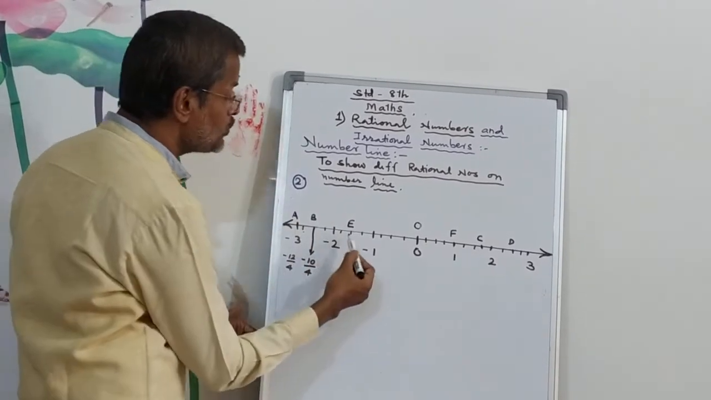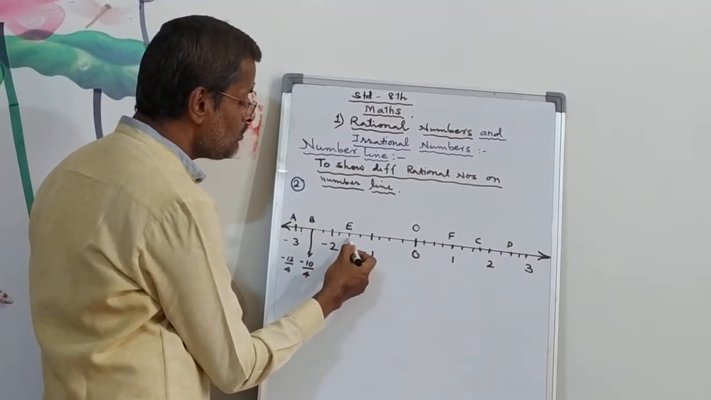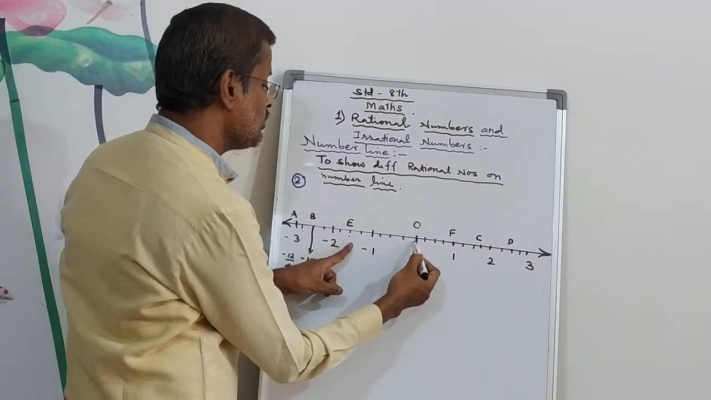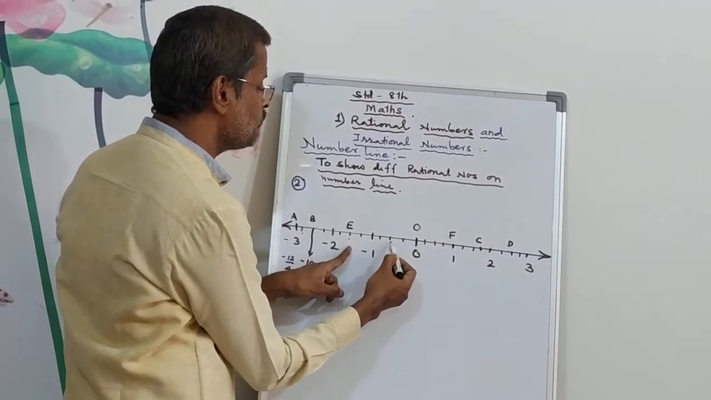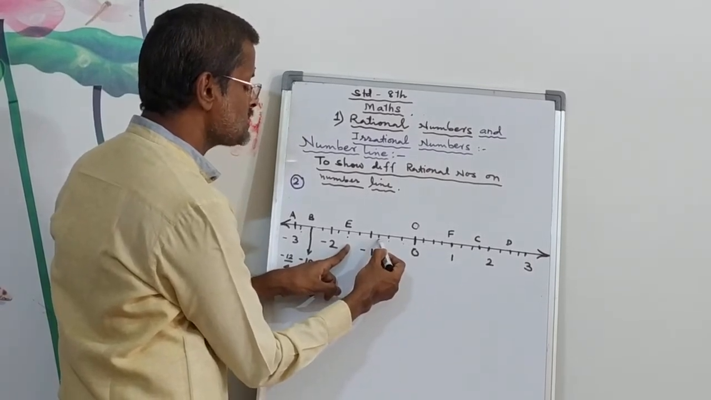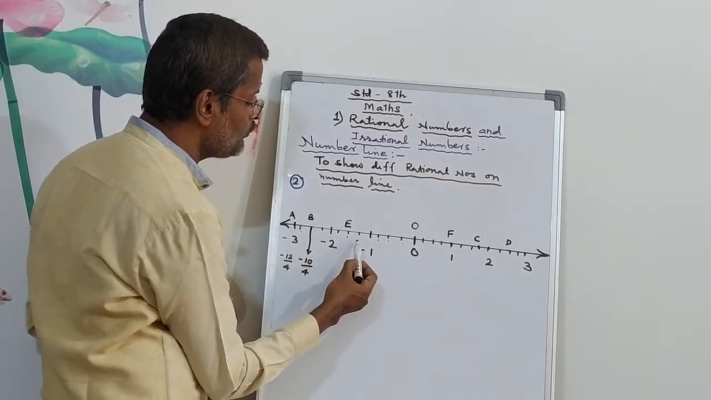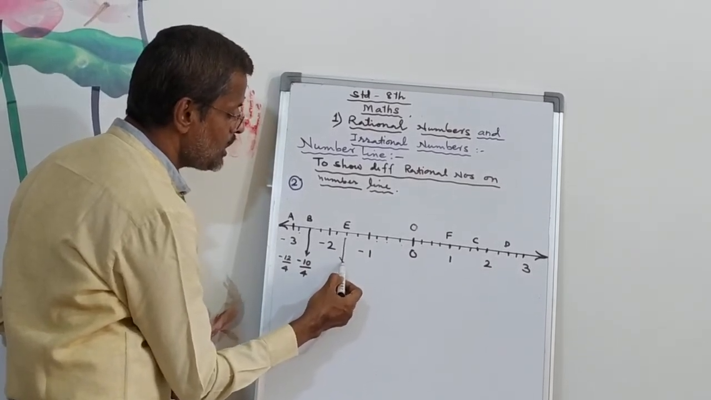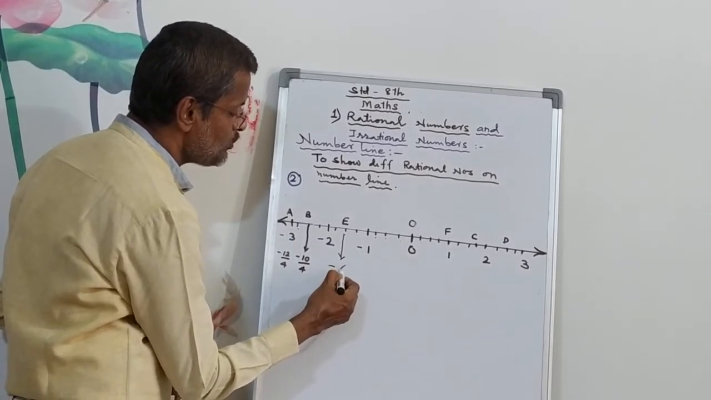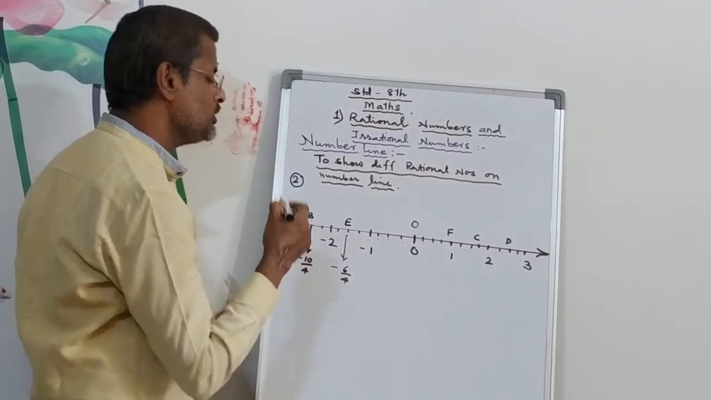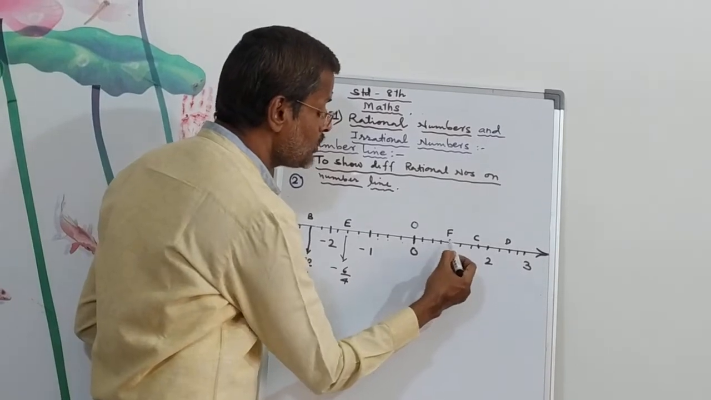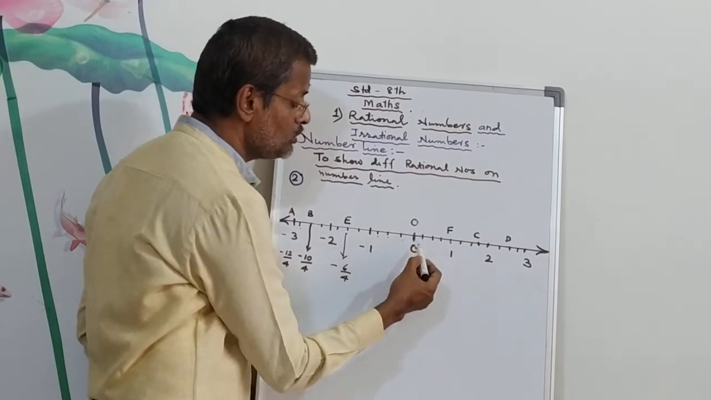Let us go to E. The number which is indicated by E is 0, minus 1 upon 4, minus 2 upon 4, minus 3 upon 4, minus 4 upon 4, minus 5 upon 4. This will be minus 6 upon 4. E represents minus 6 upon 4. What about F? Start counting from 0.